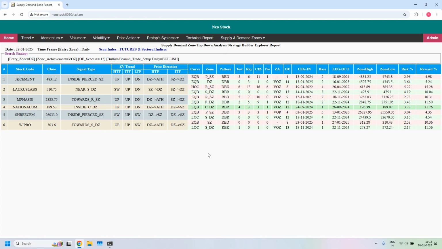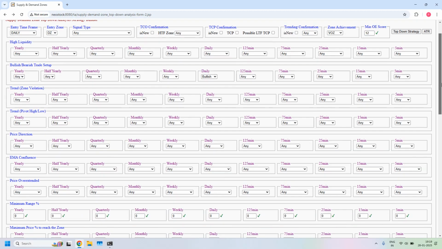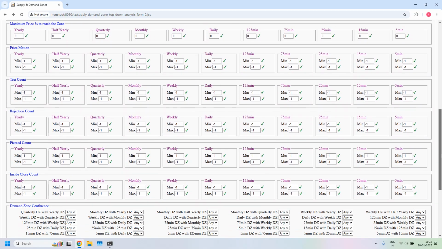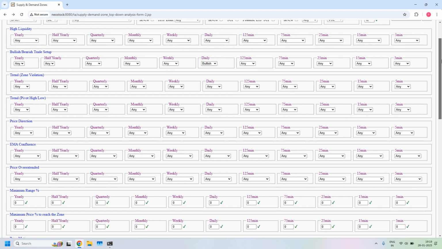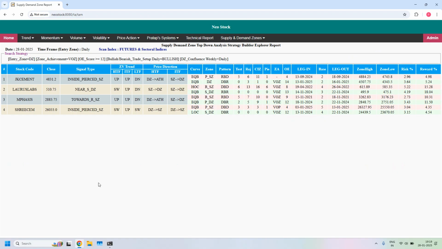Out of these 6 daily demand zones, we can further filter by setting high probability parameters. Already some of these zones are already high liquidity zones. Apart from that, zone confluence. 2 filters we have to use. First filter, LTF ITF demand zone confluence. That is a daily and weekly demand zone confluence. That means daily zone should be part of the weekly zone or overlapped with the weekly zone. We have 4 stocks.